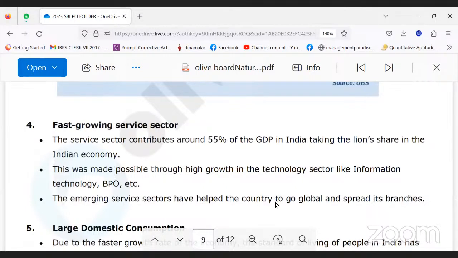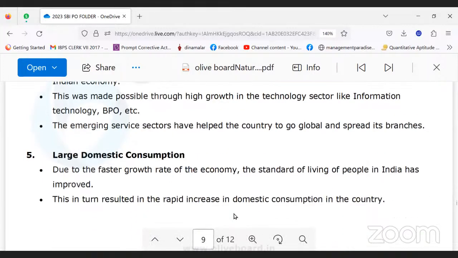Continue. The service sector contributes around 55% of the GDP in India, taking the lion's share in the Indian economy. This is made possible through high growth in the technology sector like information technology, BPO, etc. The emerging service sectors have helped the country to go global and spread its branches.